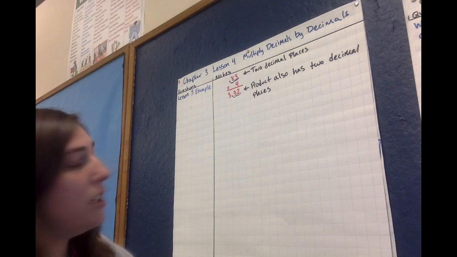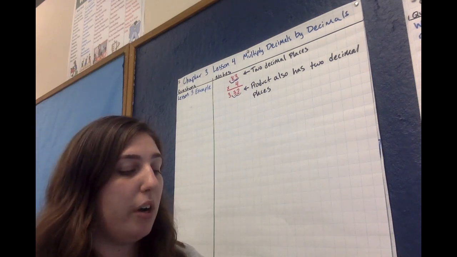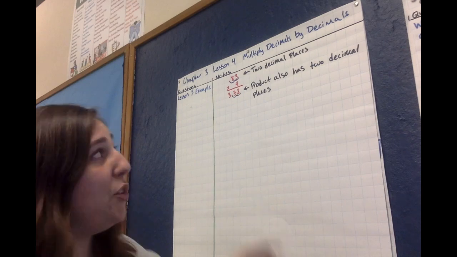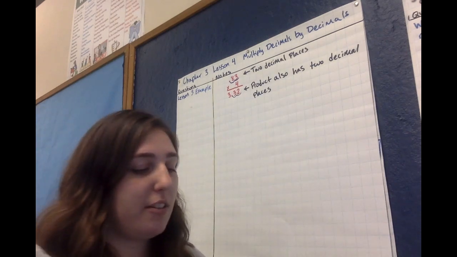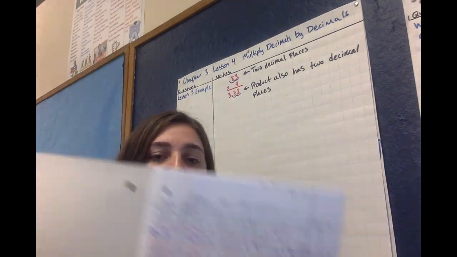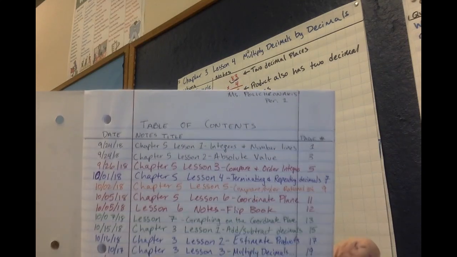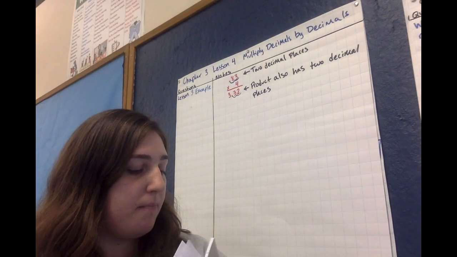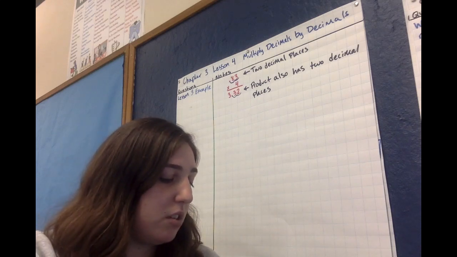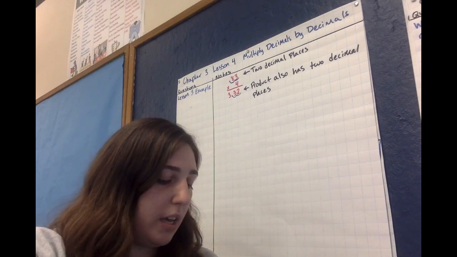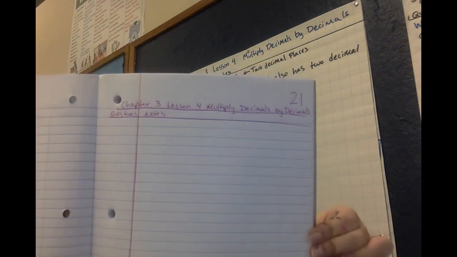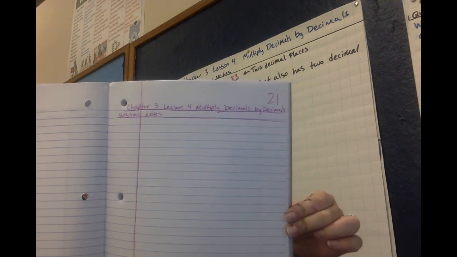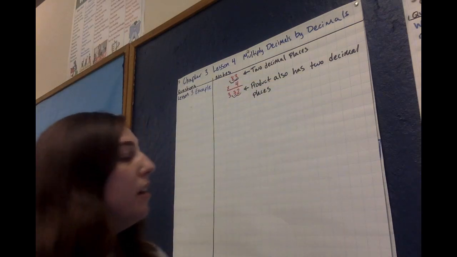All right, so we are going to start taking notes on Lesson 4. And yes, you should write this down. Okay, so this is what your table of contents should look like. And here is page 21. This is what your focus note page should look like, okay?